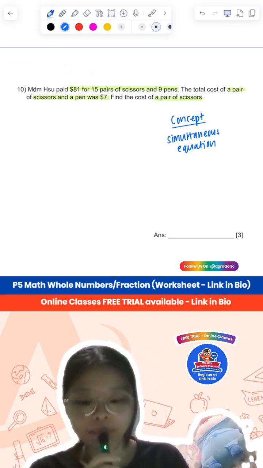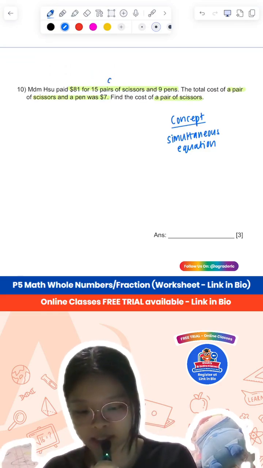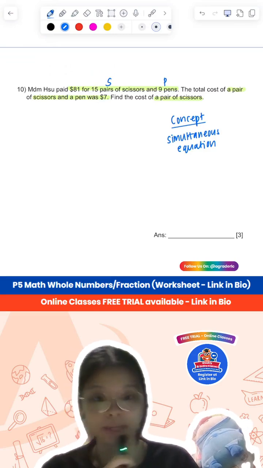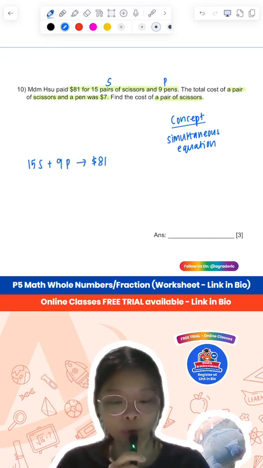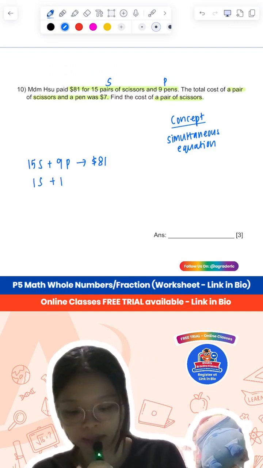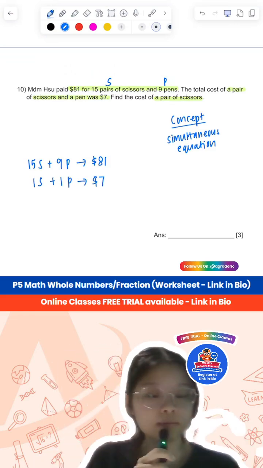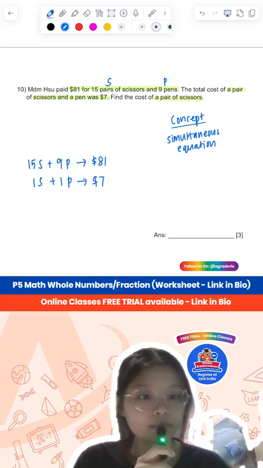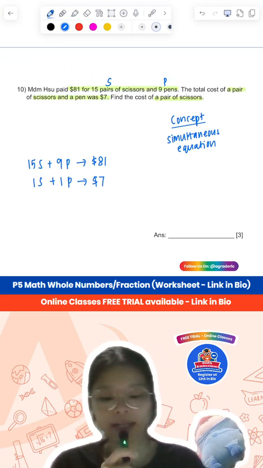So, 15 pairs of scissors and 9 pens cost $81. I can call this just scissors for S. Okay, pen I'll just use P. So I know 15 scissors plus 9 pens costs 81. The total cost of a pair of scissors and a pen: so I know 1 scissors plus 1 pen costs 7.